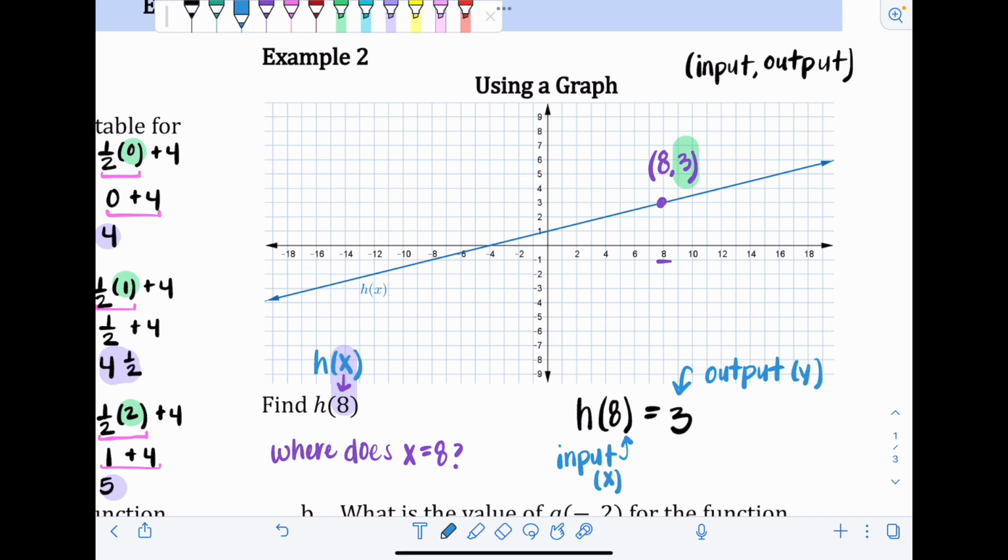So the tricky thing about functions is there are a lot of different ways of writing something that means the same thing. So it's important to get comfortable with the fact that input is x value, output is y value. And then if I have to evaluate a function using a graph, I go to that x value that I'm given on the graph, and my answer is going to be the y value, the second number from that point. So h of 8 equals 3.